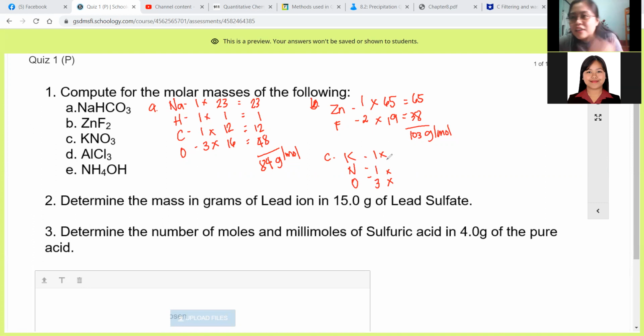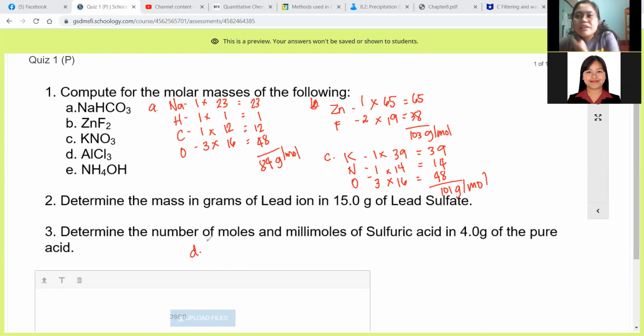So what is the atomic weight of potassium? 39. So this is 39. And then 14 for nitrogen. And for oxygen, we have 16. So 48. 39 plus 14 plus 48 is 101 grams per mole. Now let's move on to letter D.